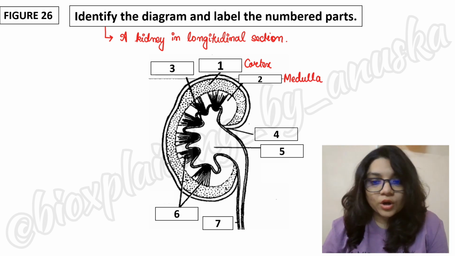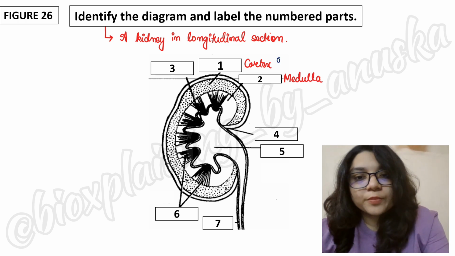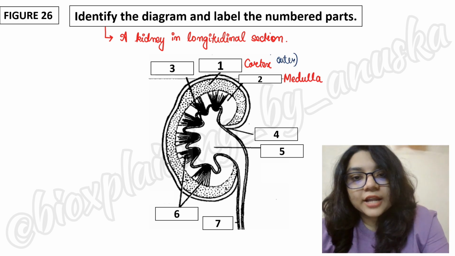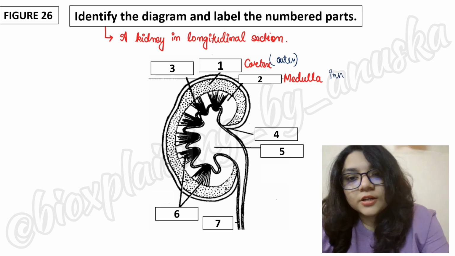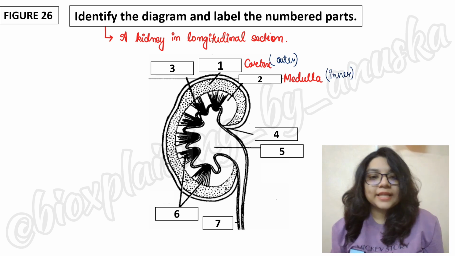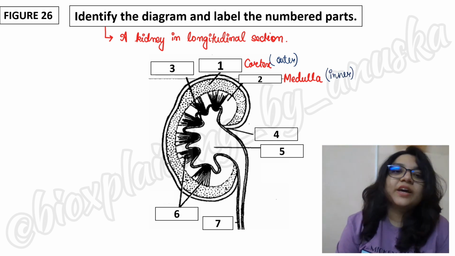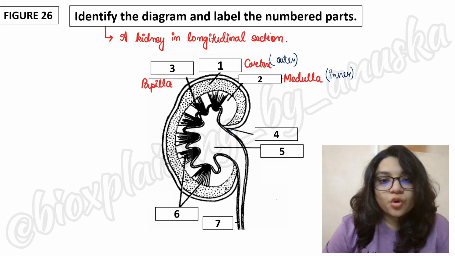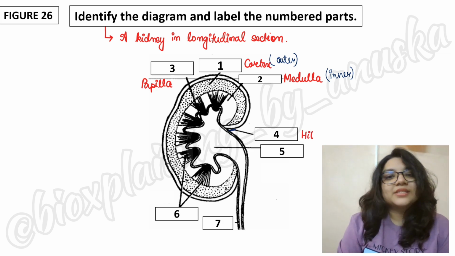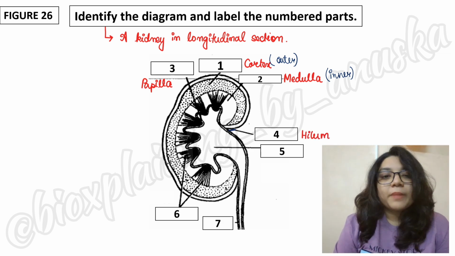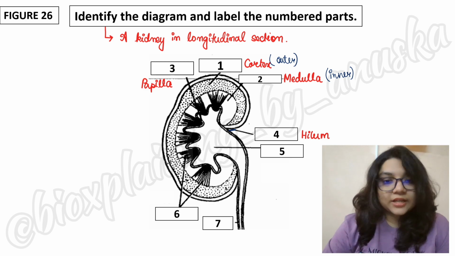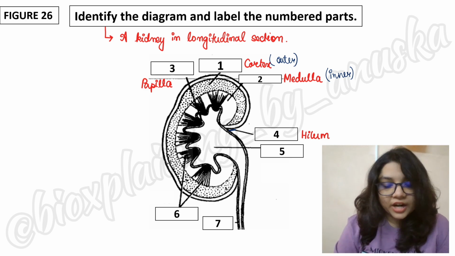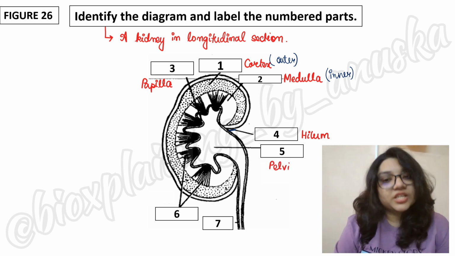So cortex is the outer portion and your medulla is the inner portion. Then part number 3, see where it's pointing to, that's your papilla. Part number 4 is pointing to this notch here, known as the hilum. Part number 5, this expanded part in front, refers to the pelvis.